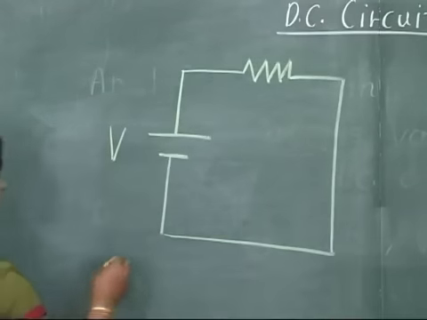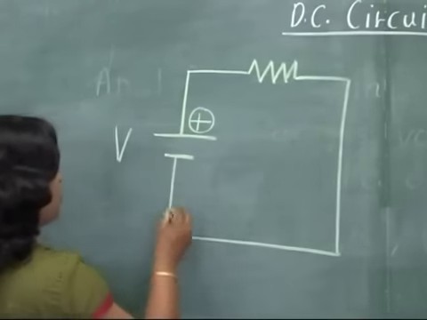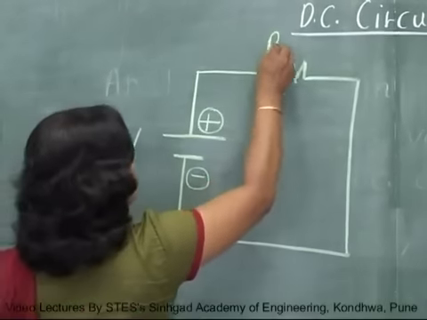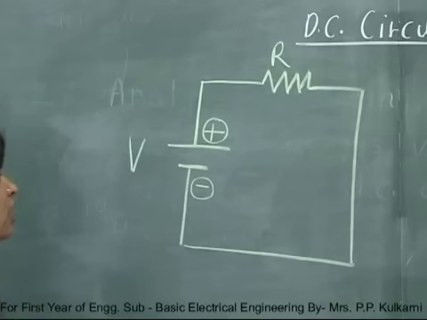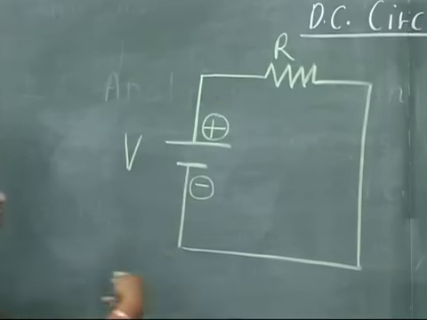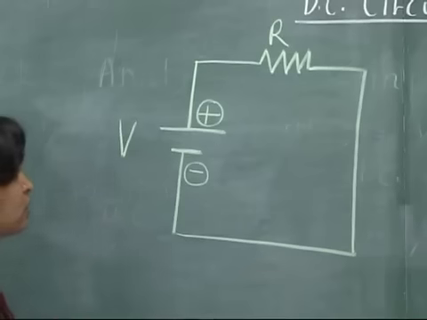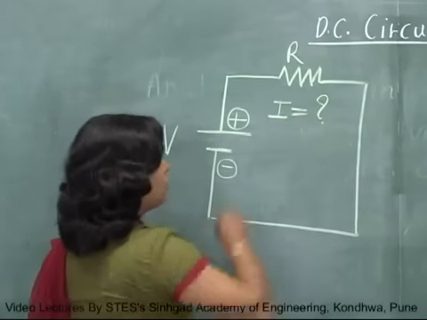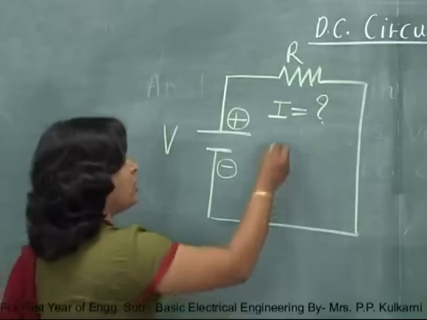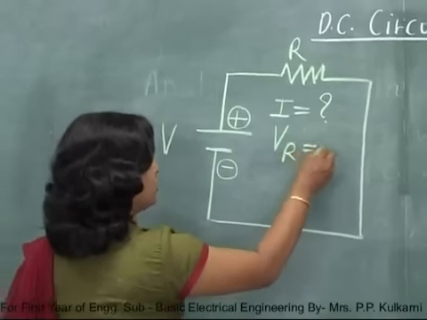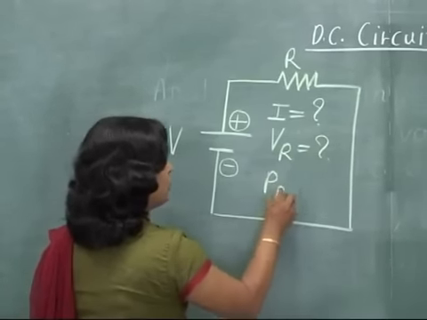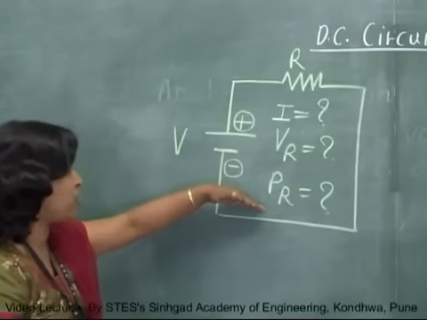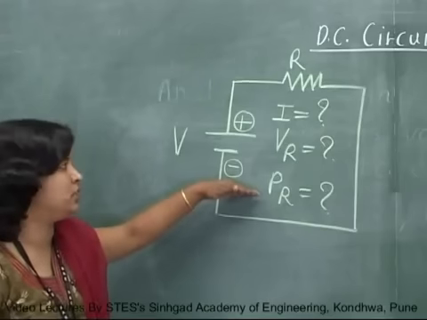The voltage source is, say, V. This is positive terminal of the voltage source, negative terminal of the DC voltage source, and the resistance connected in this circuit is R. Now, what is meant by analysis of this DC circuit? Analysis of this DC circuit means obtaining current flowing through this resistance, then voltage across this resistance, and power consumed by this resistance. Now, this calculation of all these three parameters is called analysis of DC circuit.